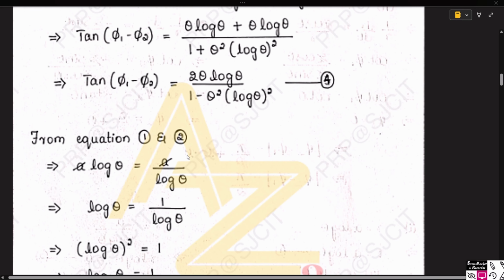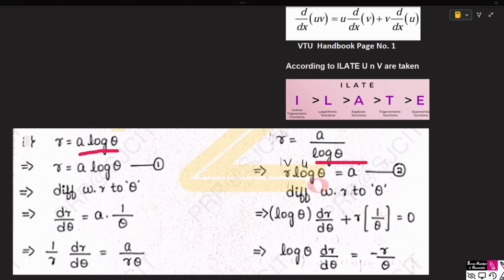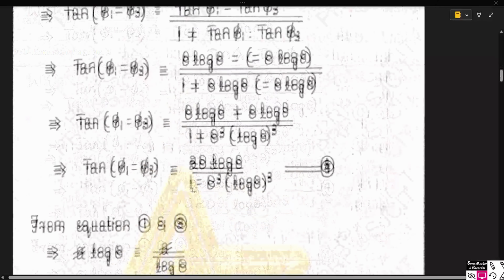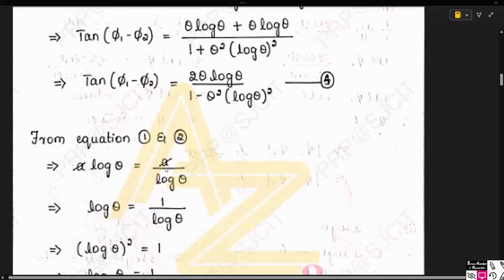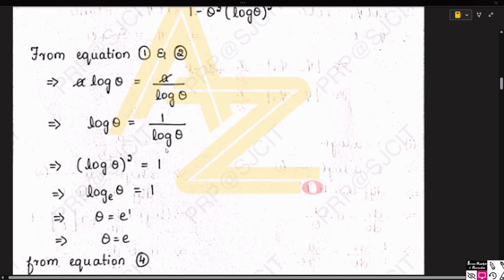Okay, from equation 1 and 2, see these two equations, r equal to, right? Then we can write a log theta equal to a divided by log theta, right? So we are doing the same here. We are going to write a log theta equal to a divided by log theta. So a gets cancelled. We are multiplying log theta into the left hand side. We get log theta square equal to 1.